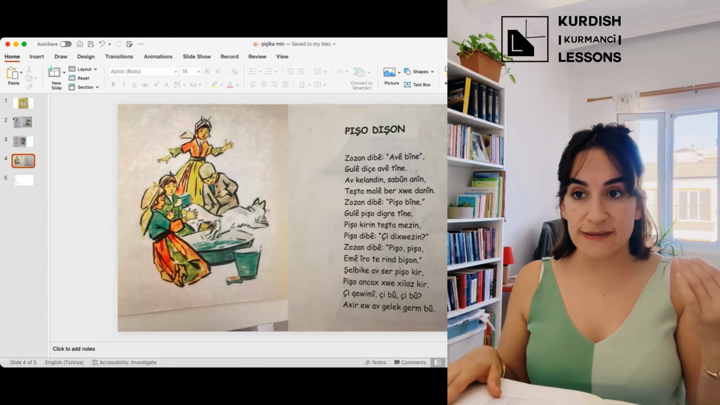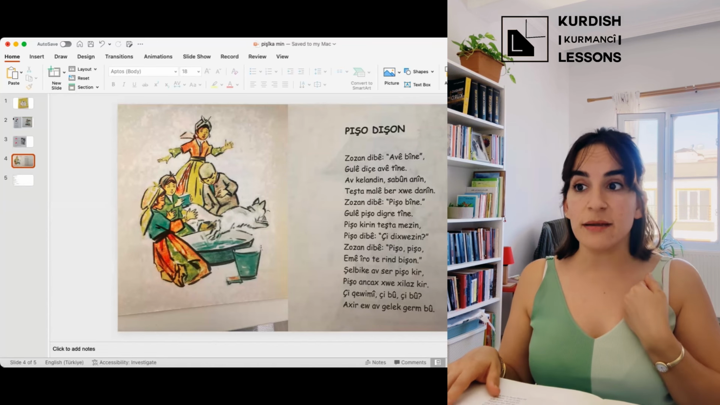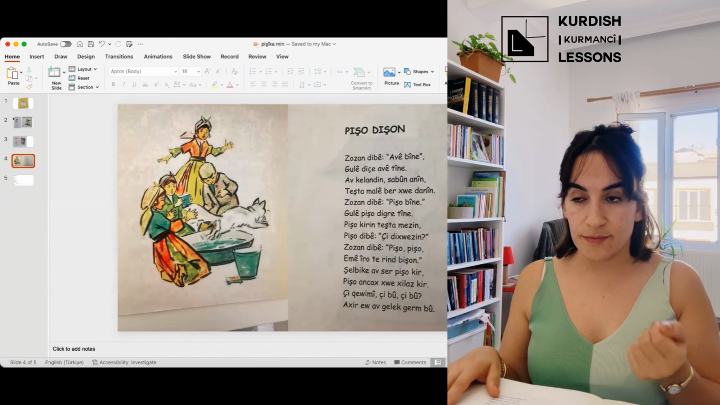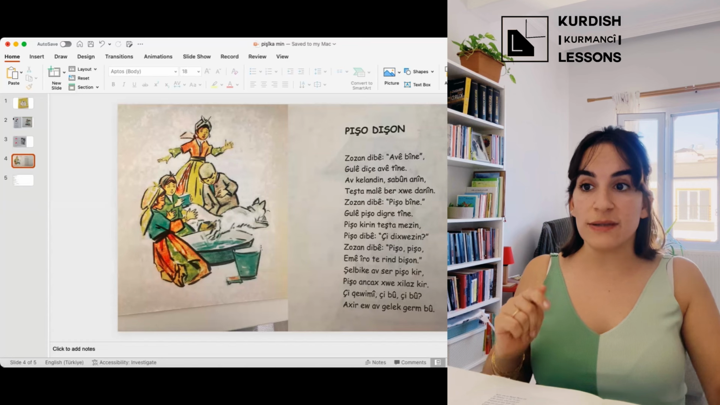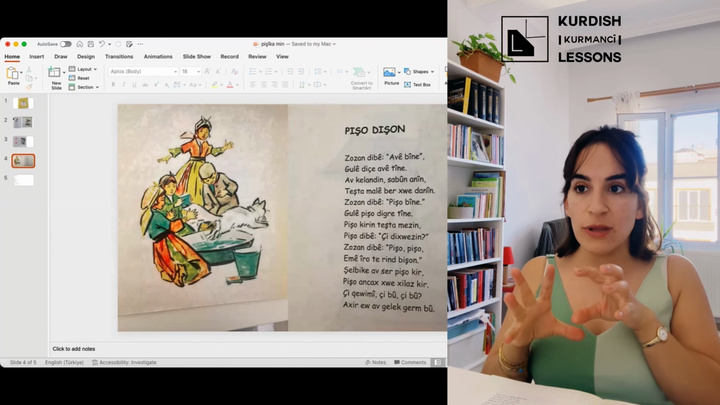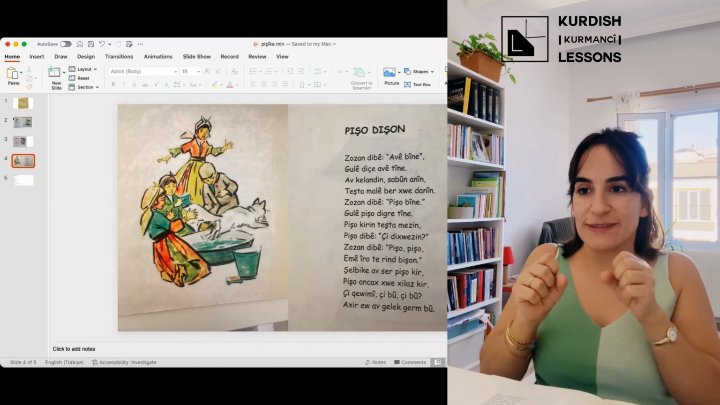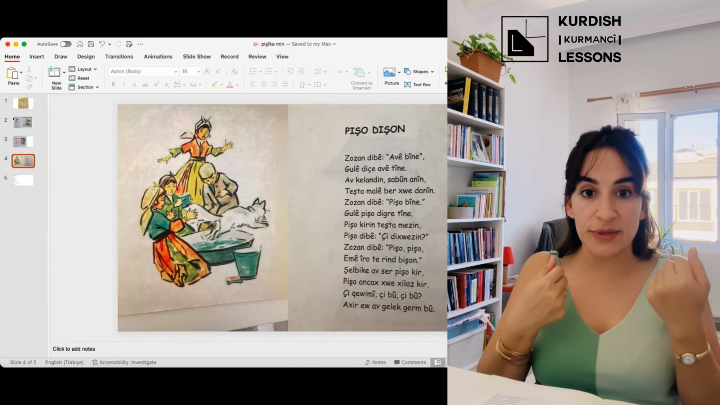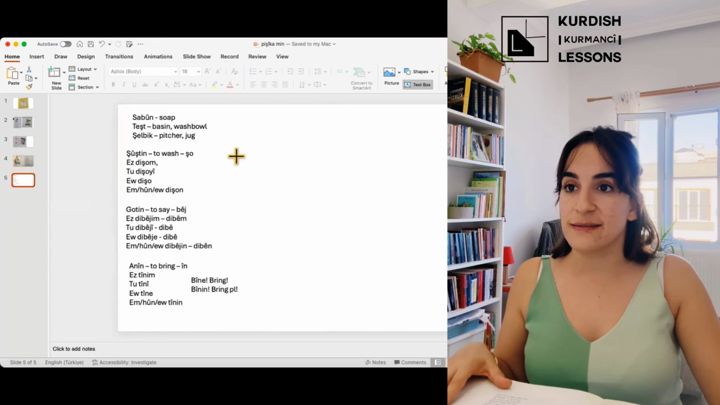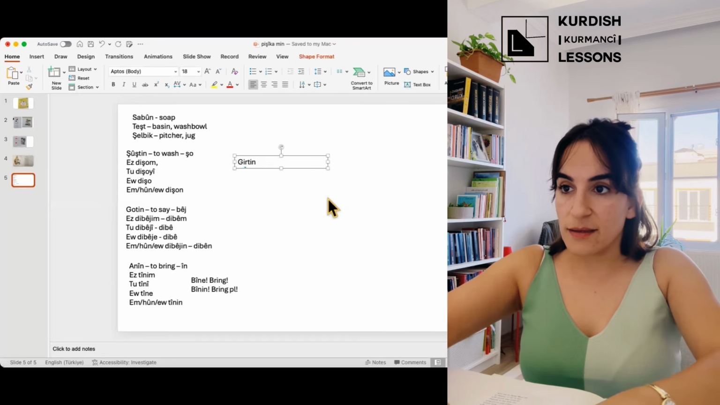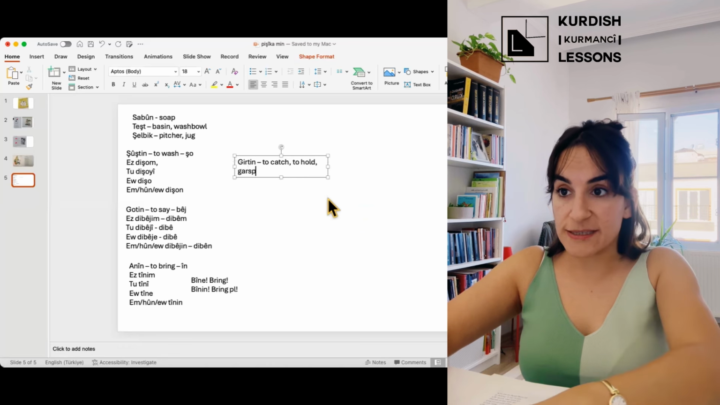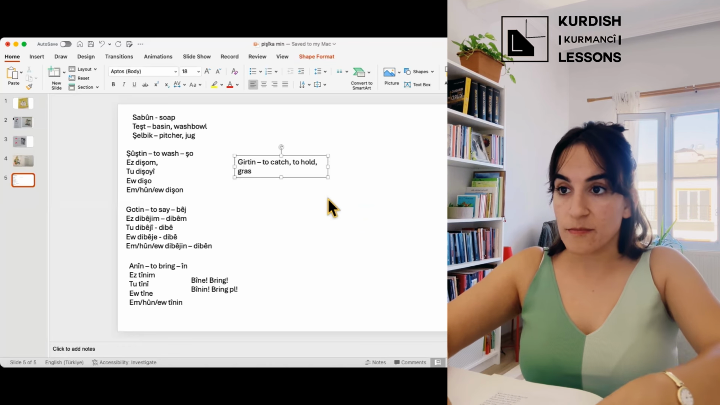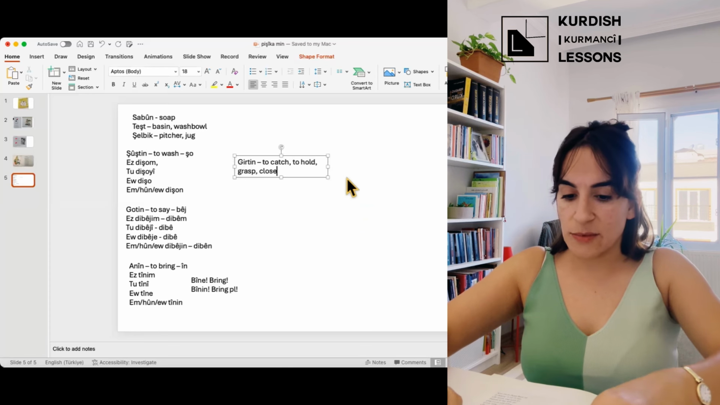Zozan dbe pisho bine, bring the pisho. Okay, bring the cat. Zozan dbe pisho bine. Gule pisho dgre dine. Gule holds the pisho and brings. So dgre is from girten. So girten has lots of meanings. Girten. It's to catch. To hold. To grasp, to close, if it's a place, close, okay?